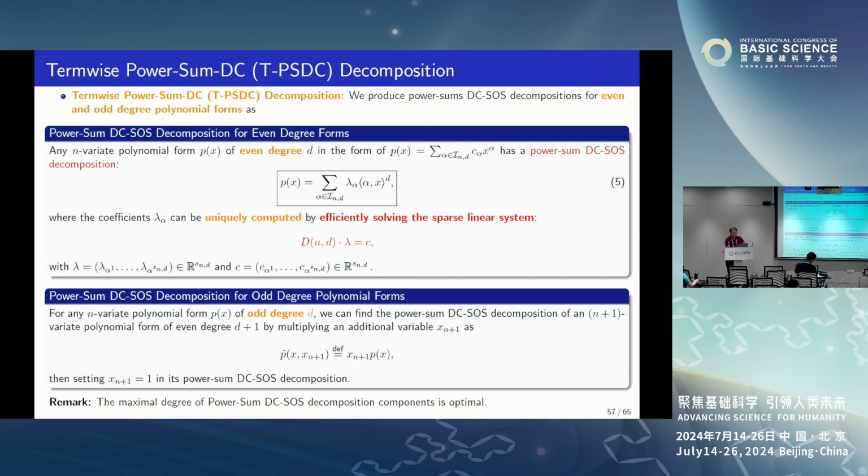sparse linear system. For the odd degree, it's also easy to cast it as the even degree by introducing an additional variable x_{n+1}, because it's then an even degree. In this case, we find the decomposition and set x_{n+1} equal to 1 to get the decomposition. By combining both of them, you get a decomposition for any polynomial.